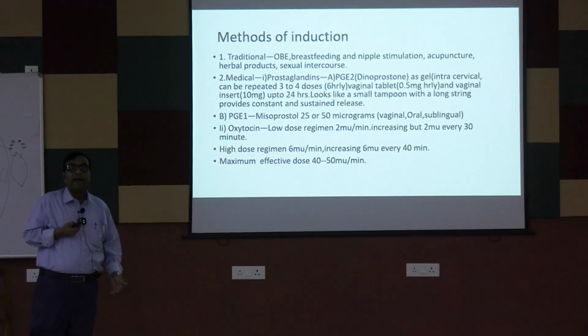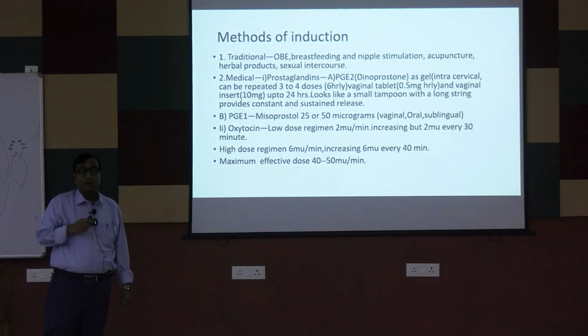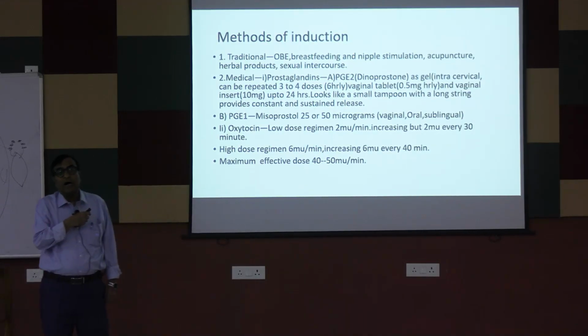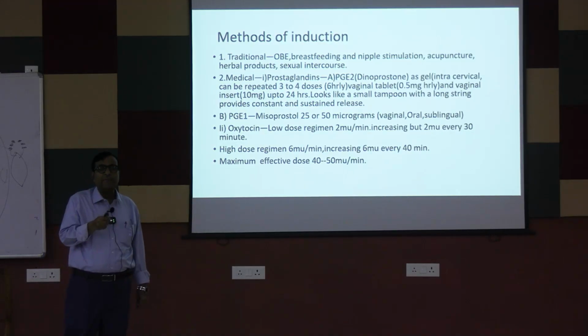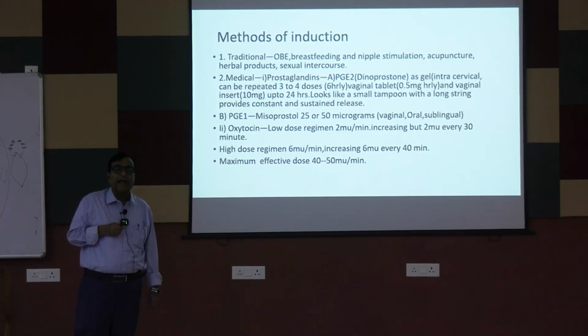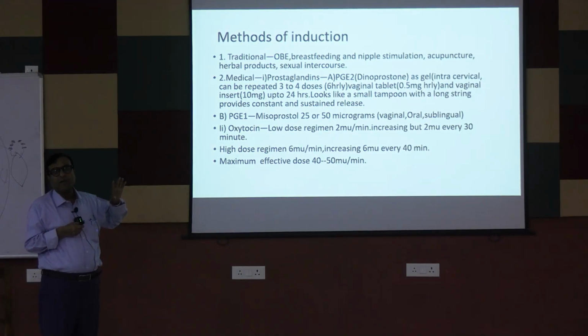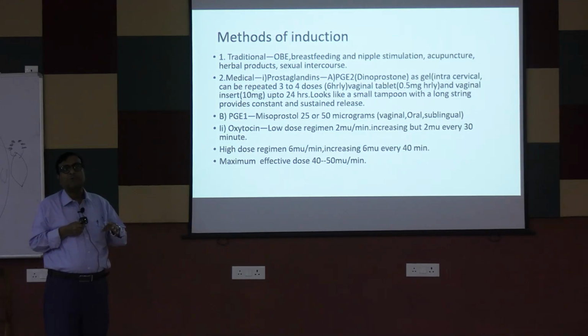Actually, prostaglandins are named so because von Euler, who discovered prostaglandin, first isolated it in seminal fluid, and he thought that this chemical was coming from the prostate gland. That's why these are called prostaglandins. Therefrom the name came, because it was first isolated from seminal fluid.